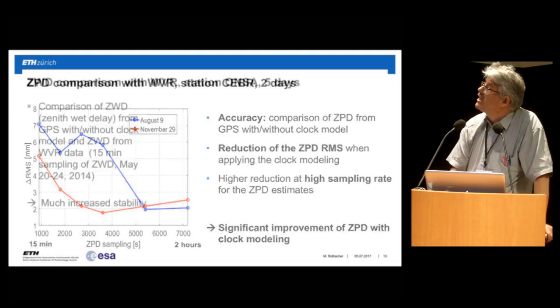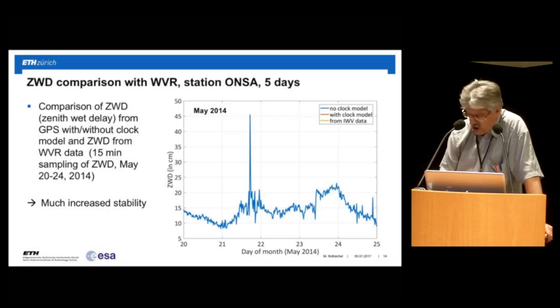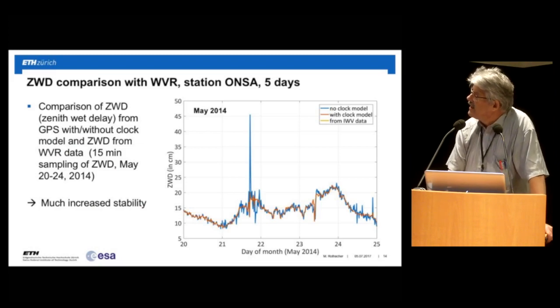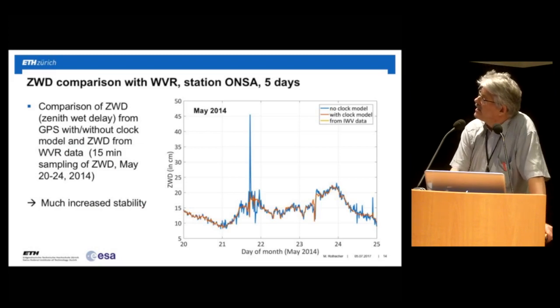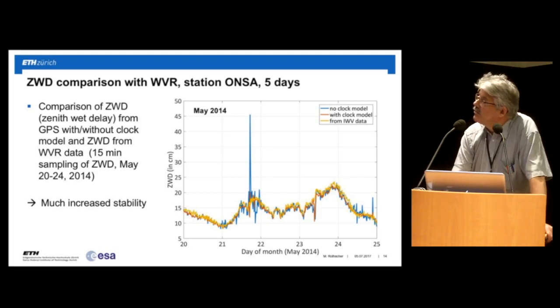A final test we did was on Onsala for 5 days. Again, you see here the no clock modeling time series, then the one with clock modeling in red. And you see that especially these spikes are very heavily reduced. And we can also plot water vapor radiometer data, which shows quite a nice agreement with the clock model series.